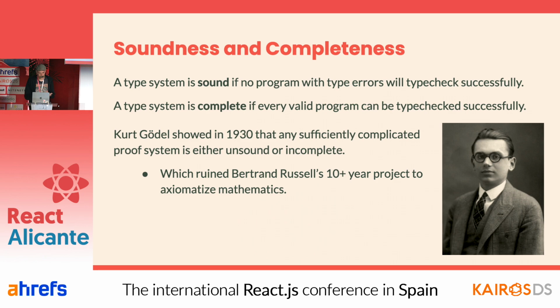So two more important concepts are soundness and completeness. A type system is sound if no program with type errors will ever type check successfully. And a type system is complete if every valid program can be type checked successfully. And Kurt Gödel showed in 1930 that any sufficiently complicated proof system is either unsound or incomplete. So we can have soundness or completeness, but not both.